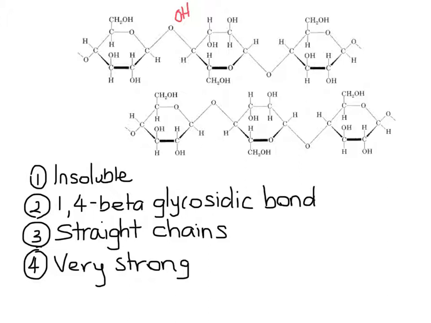The next thing I want to have a look at is the 1,4-beta glycosidic bond. And this is just about how the polymer is structured and how it actually bonds together. And that has to do with the numbering of the carbons. So if we have a look here, I'll go through and name the carbons. So 1, 2, 3, 4, 5.